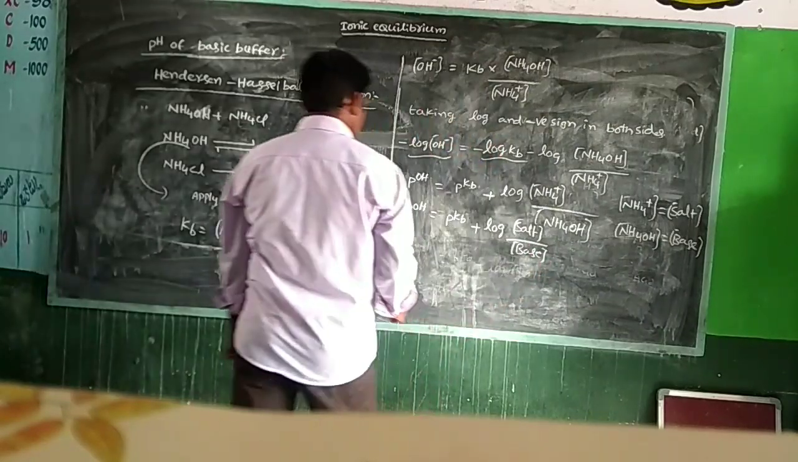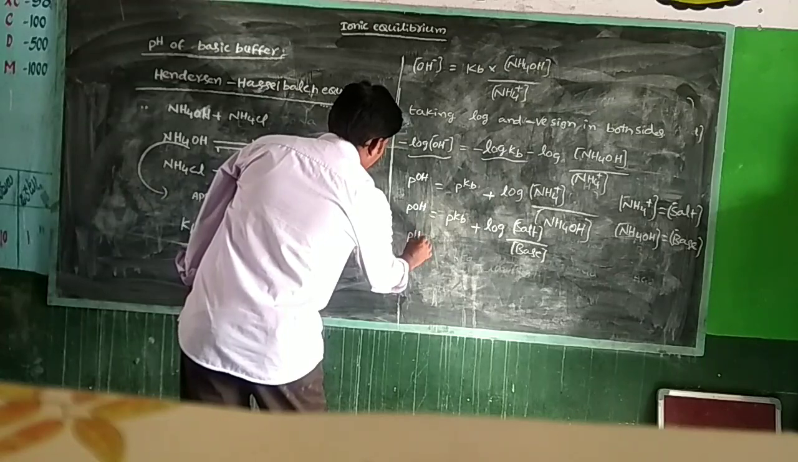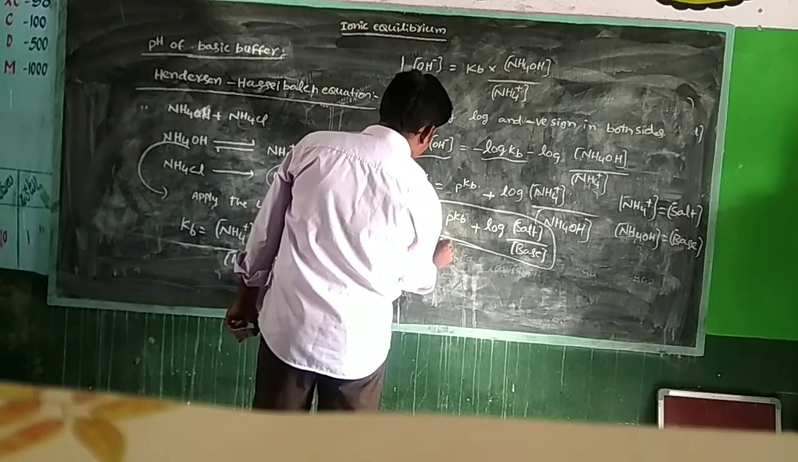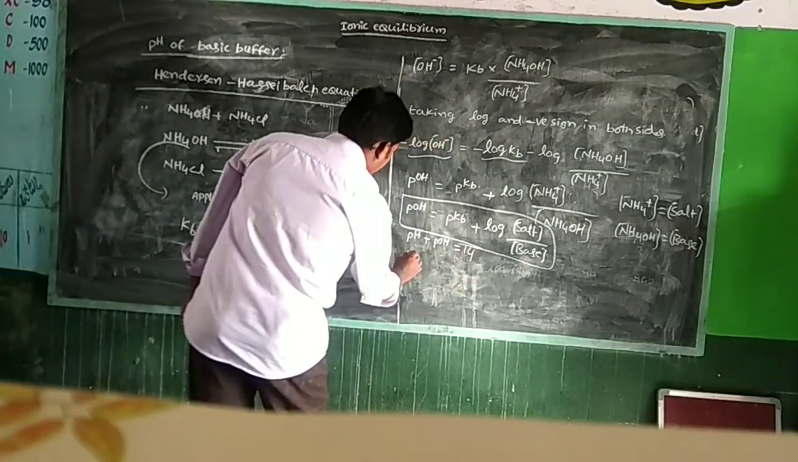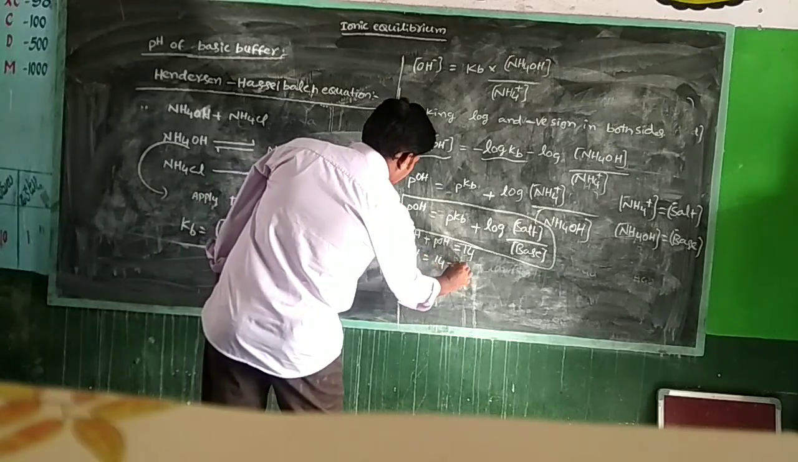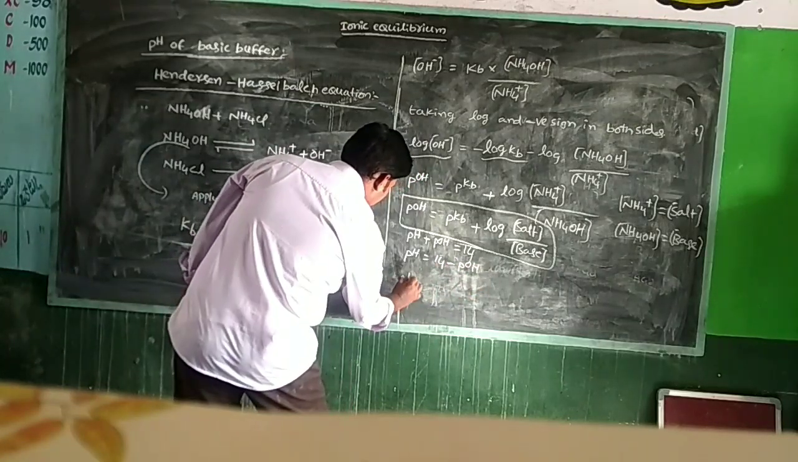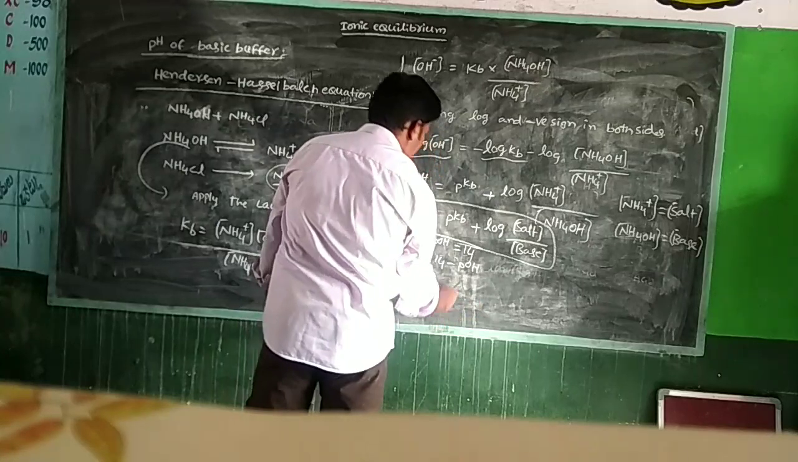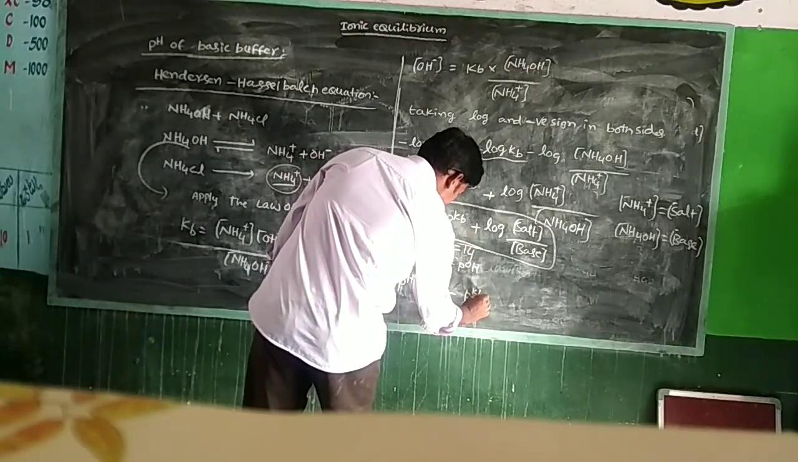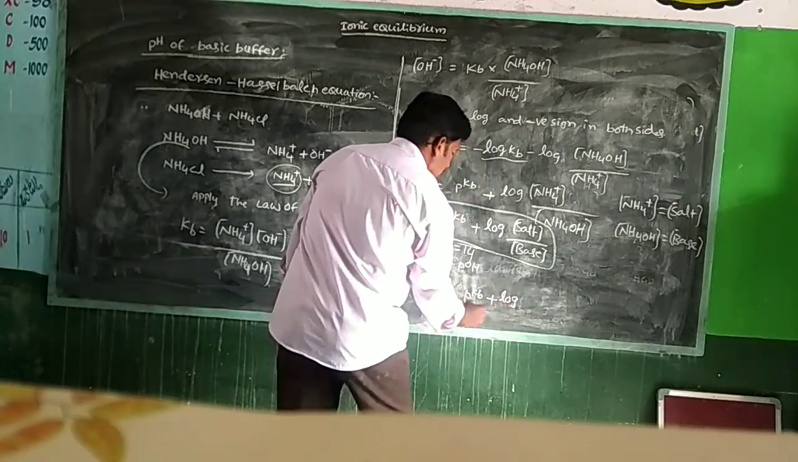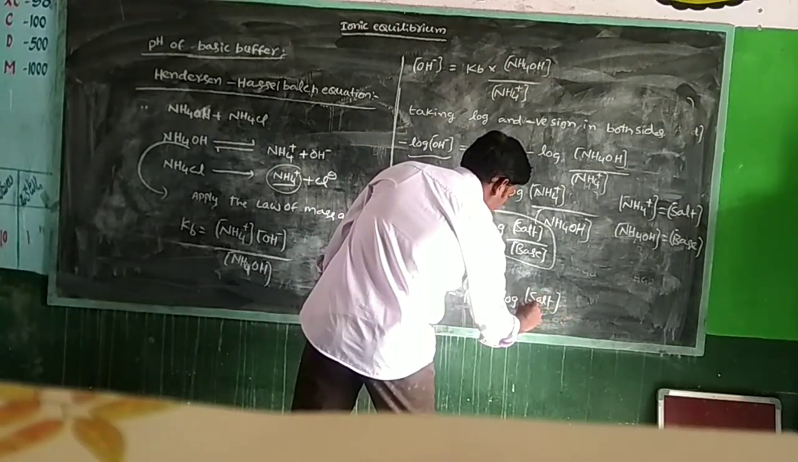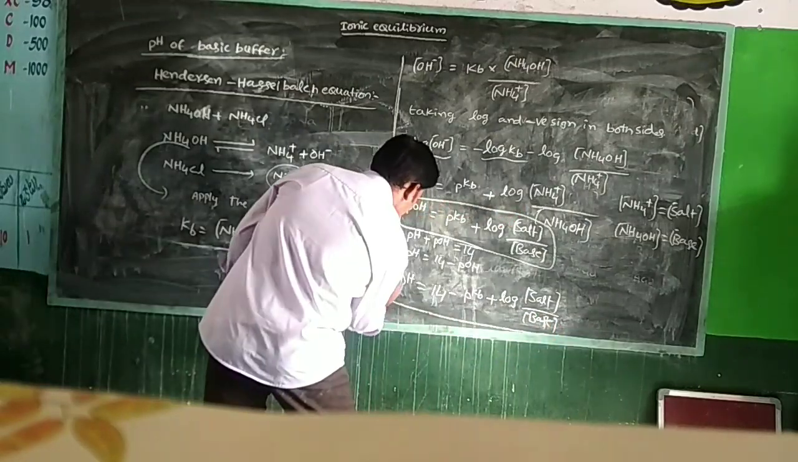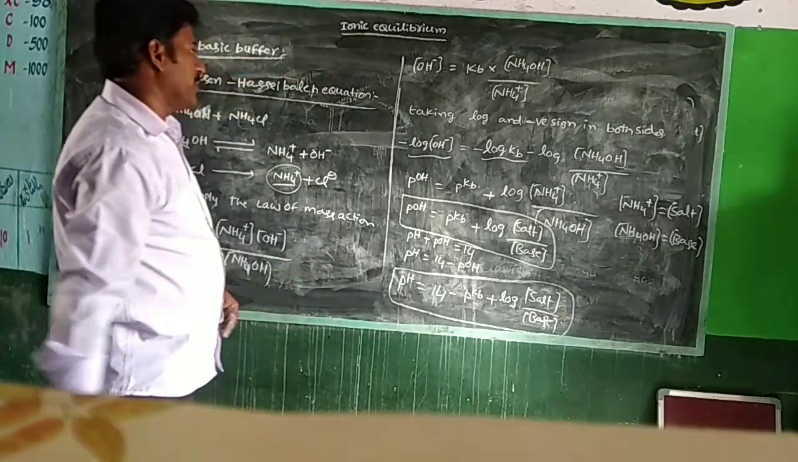You can find the pH. Already one equation: pH plus pOH. This is the basic buffer. pH plus pOH is equal to 14, so pH is equal to 14 minus pOH. The pH is equal to 14 minus pOH, that means pKb plus log salt concentration upon base concentration. This is the pH of basic buffer.